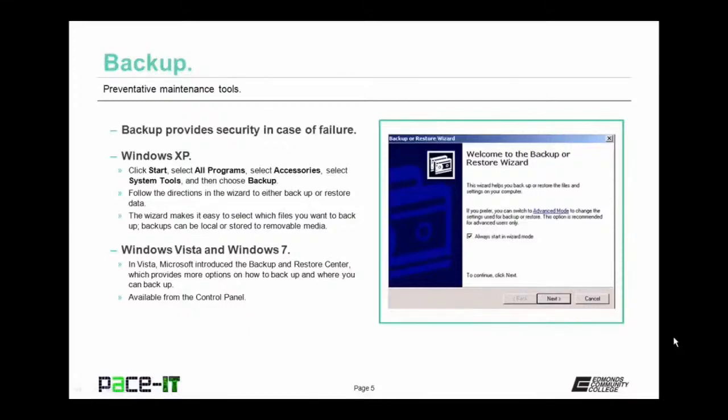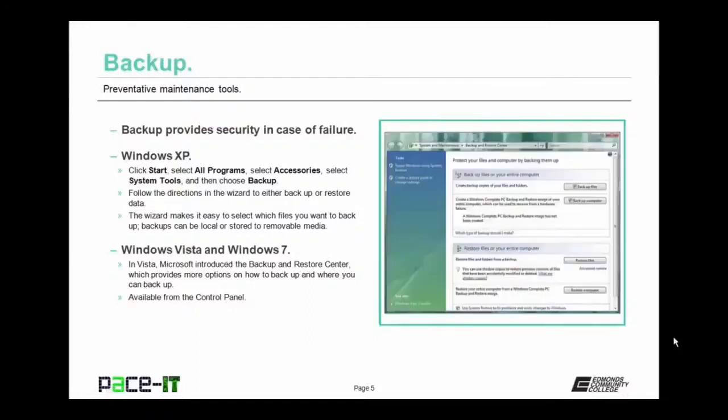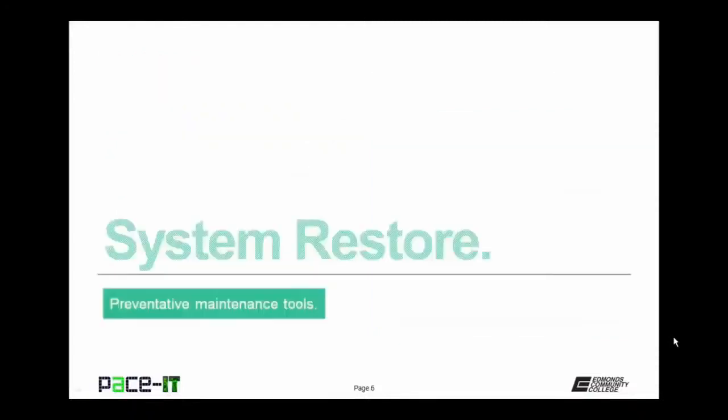The wizard does make it easy to select which files that you want to back up. Your backups can be local or made to removable media. Now, Windows Vista and Windows 7 changed things up a little bit. Vista introduced the Backup and Restore Center, which gives you more options on how backups can be made and where backups can reside. And it is available from the control panel.